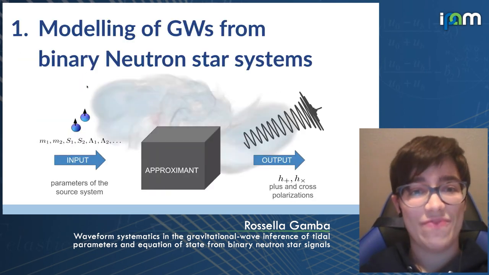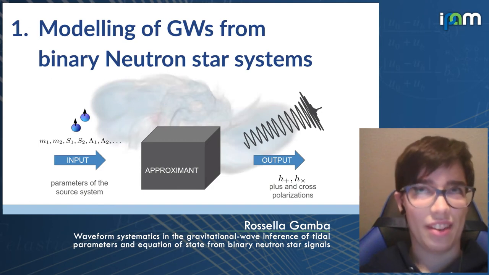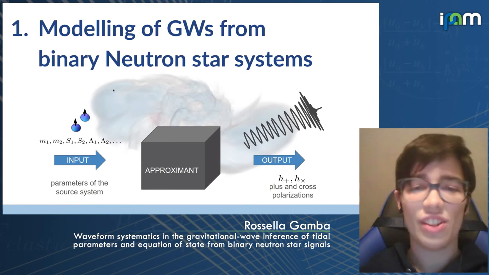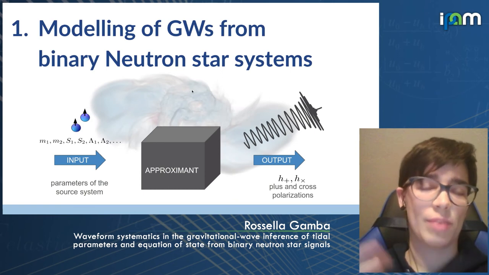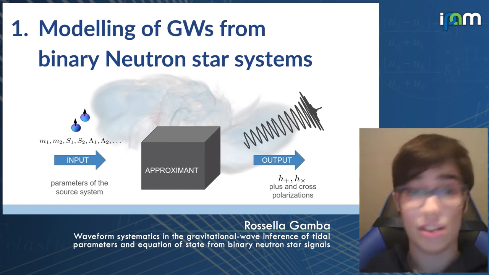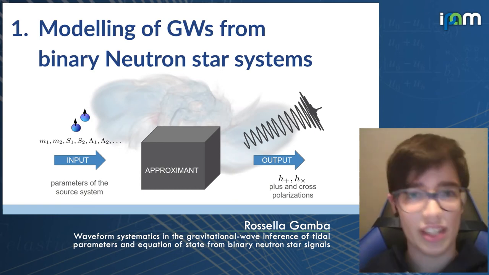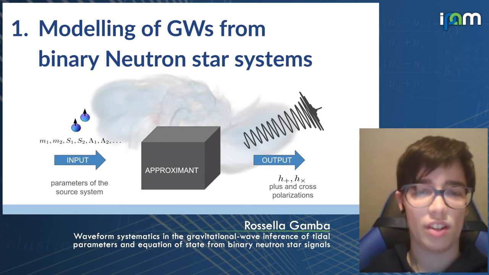So this slide really is inspired by, I think, one of the very first talks that were made at this workshop, I think by Tyson. And I think he showed samplers as some kind of black boxes, right? And that is definitely true, at least for me. I have no idea how Dynasty or CPNest work internally.